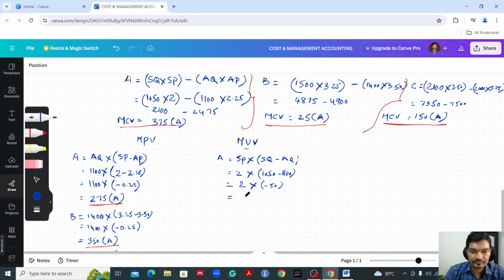So we are getting the value of 100 in adverse. We are getting a negative value here.